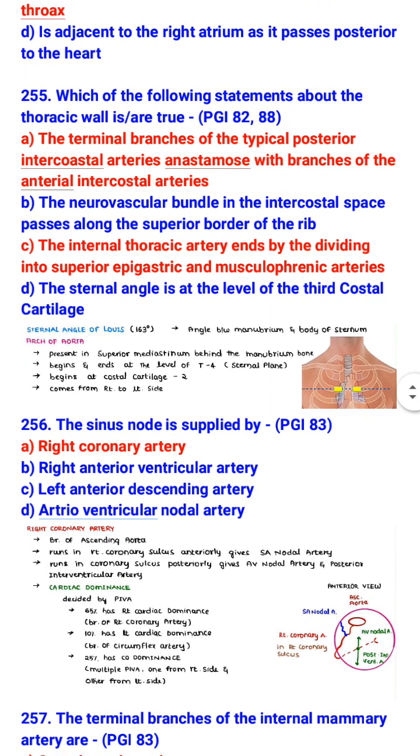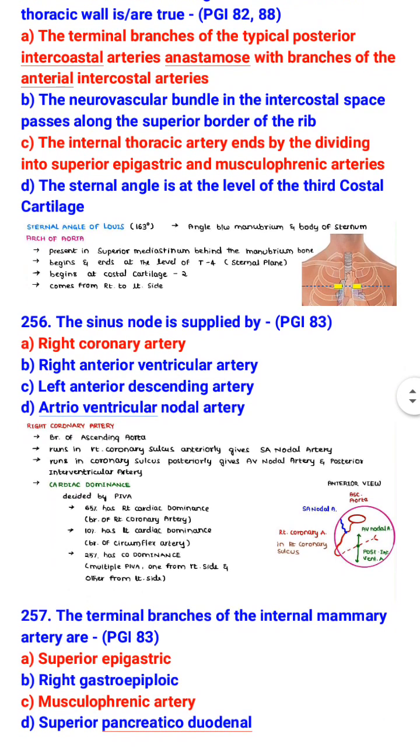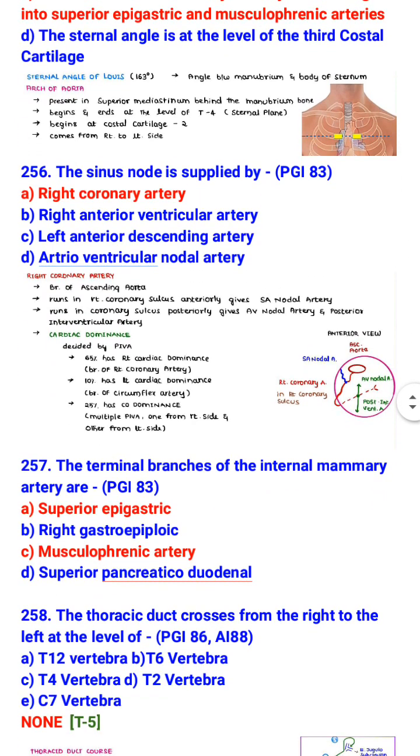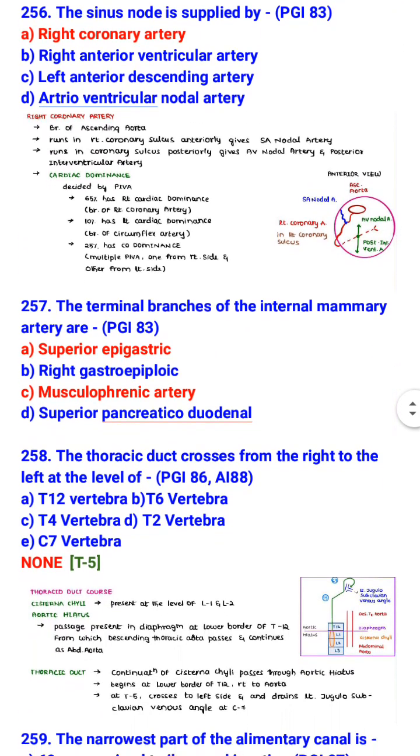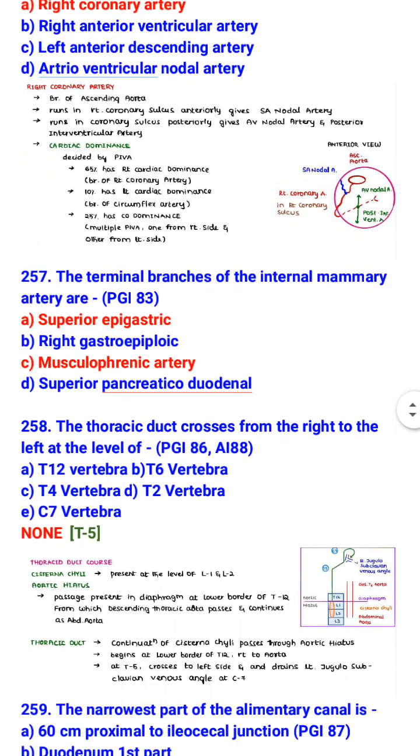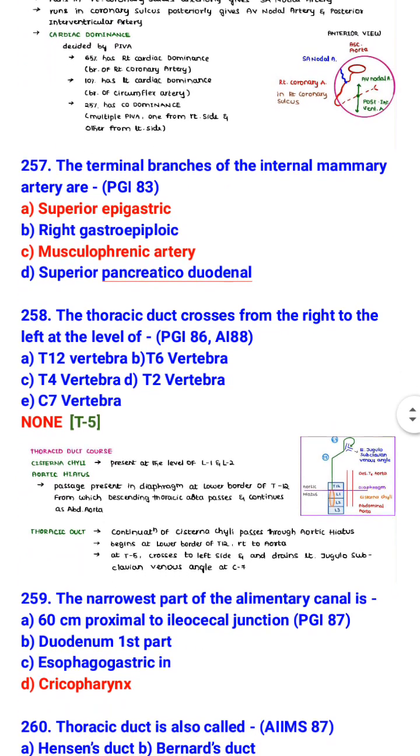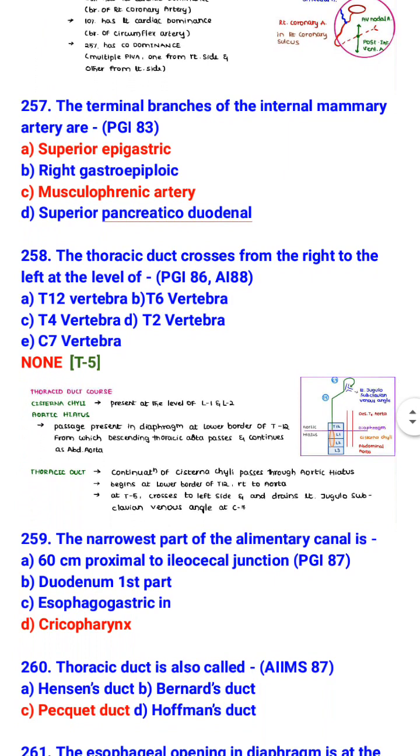The sinus node is supplied by right coronary artery. The terminal branches of the internal mammary artery are superior epigastric and musculophrenic artery. The thoracic duct crosses from the right to the left at the level of none of the options. The correct answer is T5.